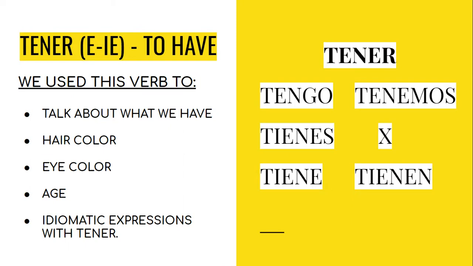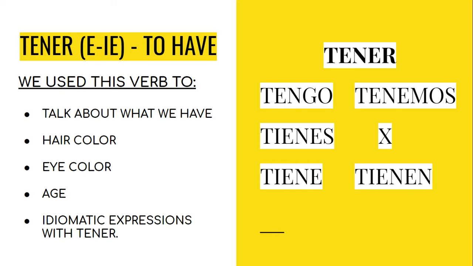So, what does it mean? It means to have. So there's a place for you to write that. Tener means to have, and it's a boot verb. And we use it to talk about what we have, like I have a pencil, hair color, like I have pink hair, eye color, like I have green eyes, age. So we're going to talk a little bit more about that one.